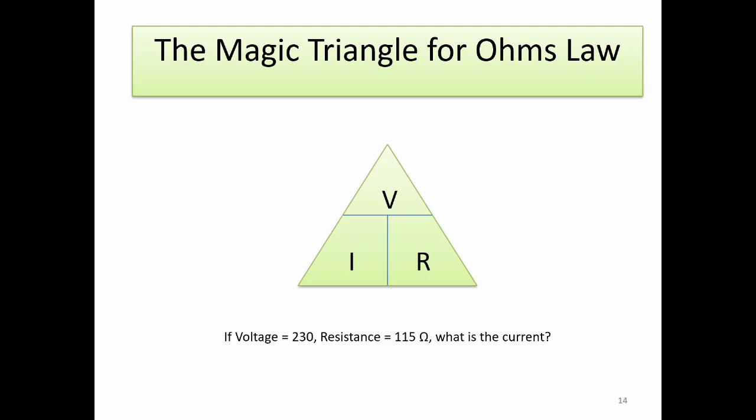So if we have a voltage of 230 and a resistance of 115 ohms, what's the current? Well, we cover up I, and we know that current equals V over R. So if the voltage is 230 and the resistance is 115, I equals V over R equals 230 over 115 equals 2, and that's measured in amps.